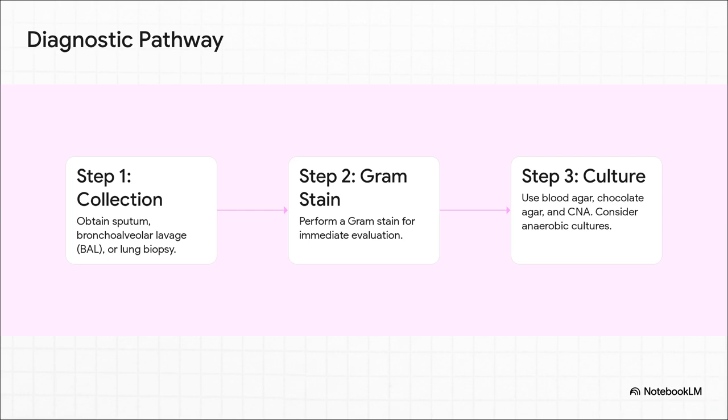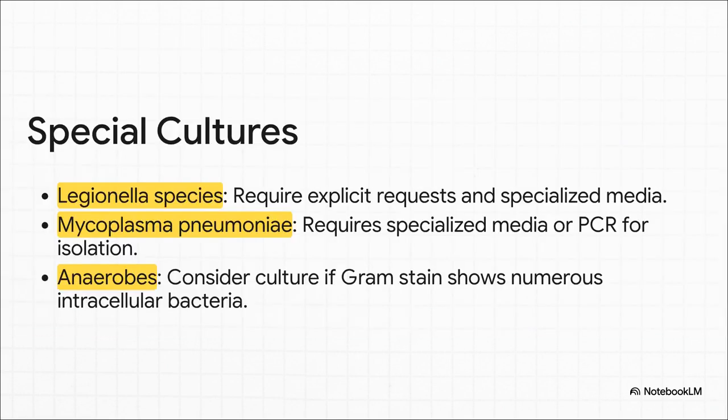And based on that, you move on to the real workhorse, inoculating your cultures to grow the bug and see what it's susceptible to. Now, this is a key takeaway. You can't just order a standard culture and expect to find everything. There are some really fussy organisms out there. Think about Legionella or Mycoplasma. They need special media or even PCR. And anaerobes? You've got to specifically ask for those cultures, usually guided by your gram stain. The bottom line is, you have to suspect these bugs to find them.